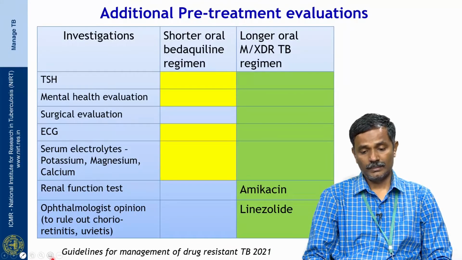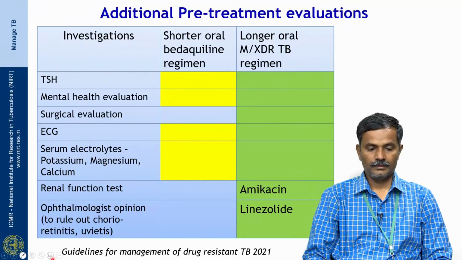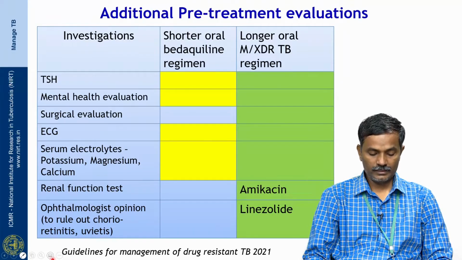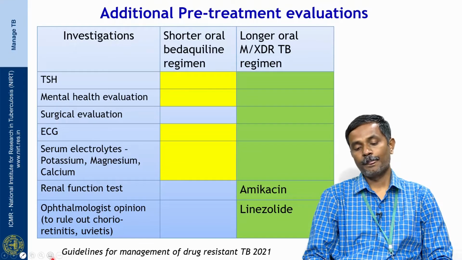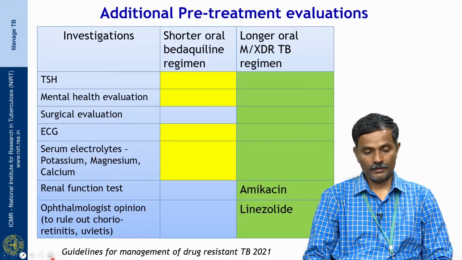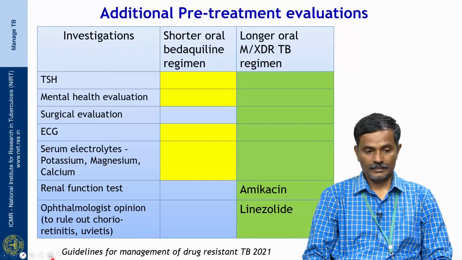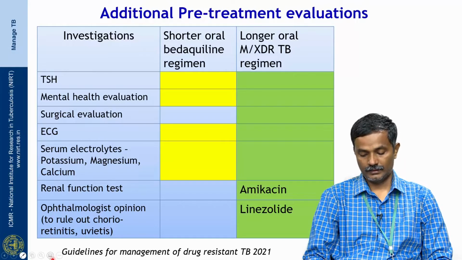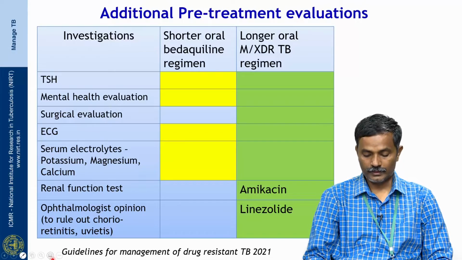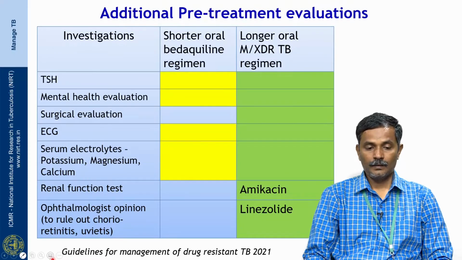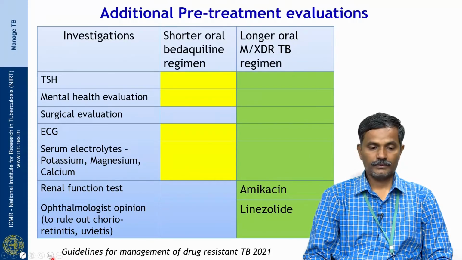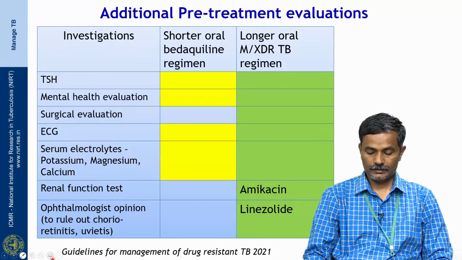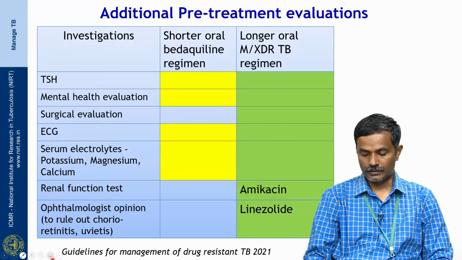Additional evaluations may sometimes be needed, like a renal function test if we are going to use any injectables like aminoglycosides, ophthalmological evaluation in case of using linezolid, as well as thyroid function test, TSH, that is thyroid stimulating hormone, if you are using ethionamide or PAS. Mental health evaluation is needed in case of cycloserine, and serum electrolytes in case of bedaquiline.